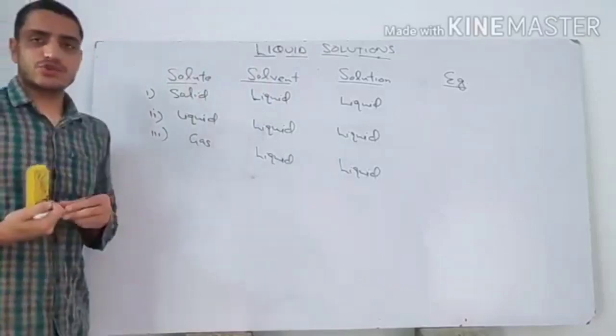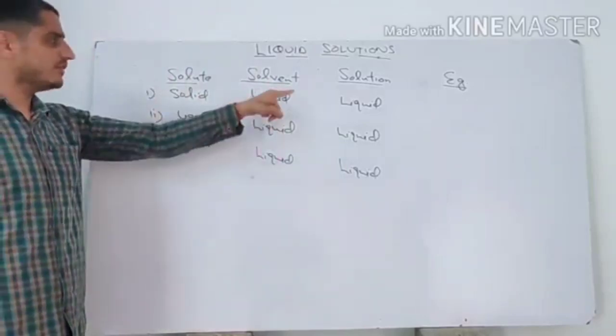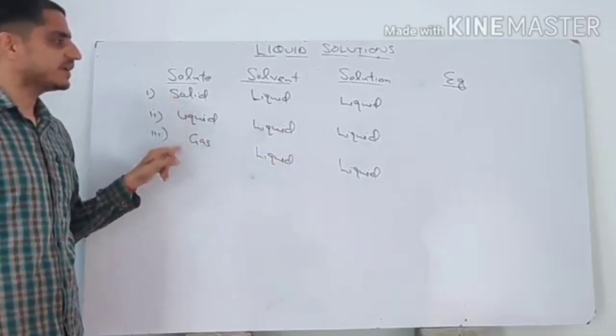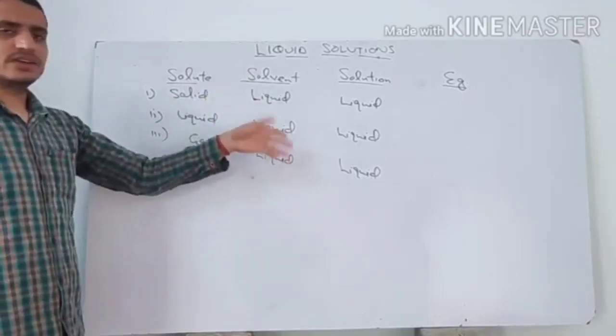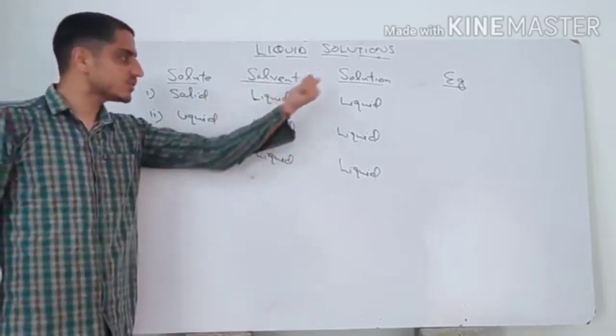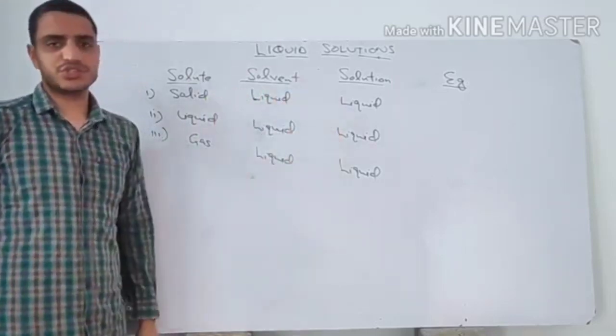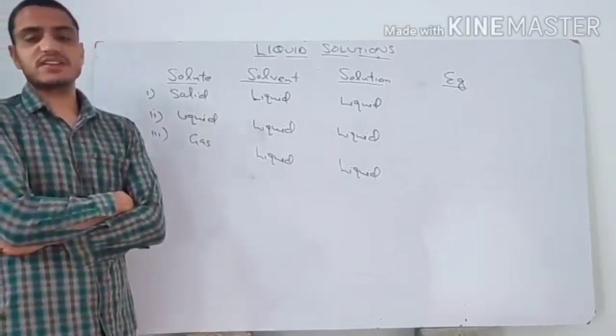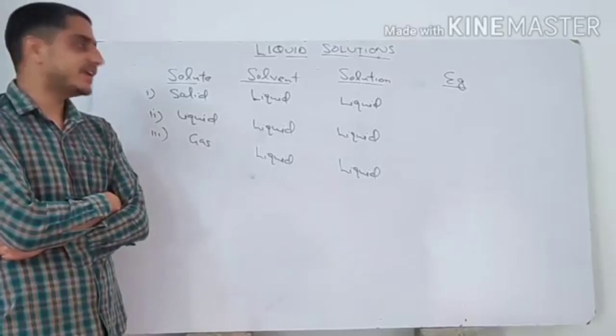Understood? Now we are discussing liquid solutions. Liquid solutions means solvent will be liquid. Solute can vary from solid, liquid and gas. Clear? So solution will take the phase of solvent only. So these all are liquid solutions. Clear? Now moving up to examples, because after taking examples, the things will get clarified in your head.